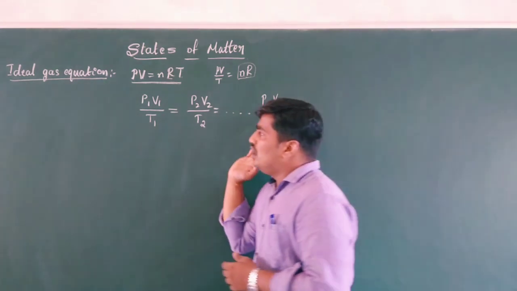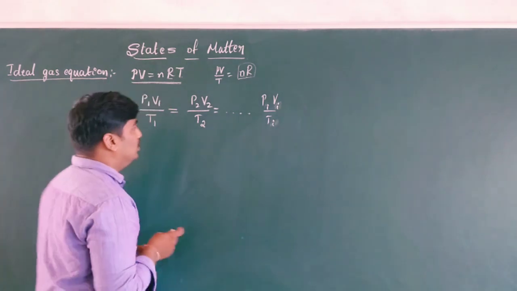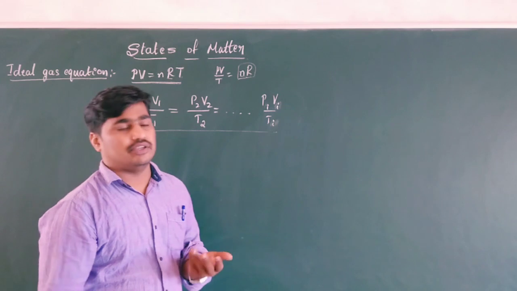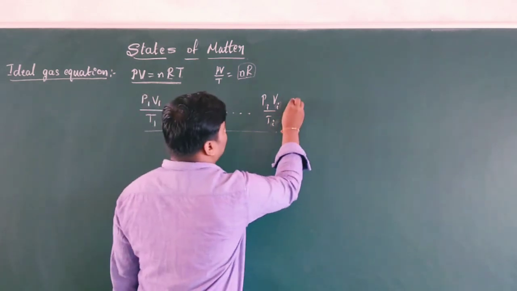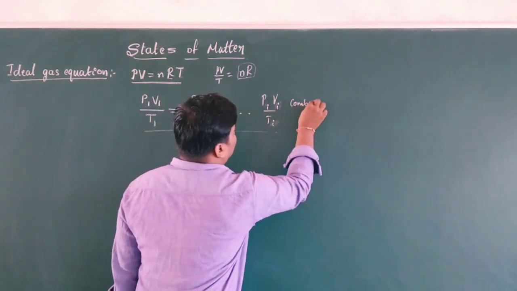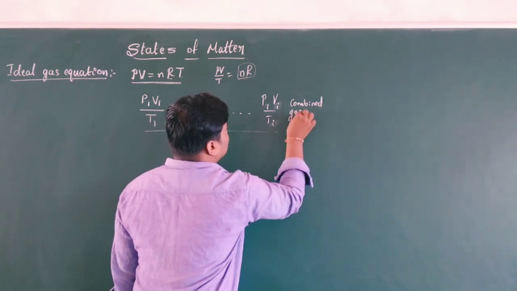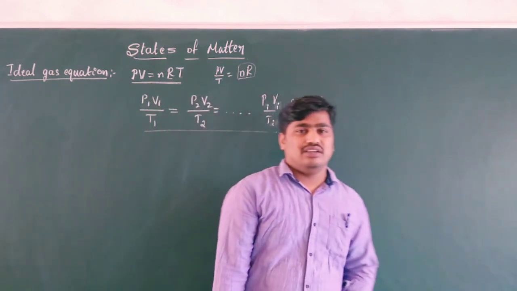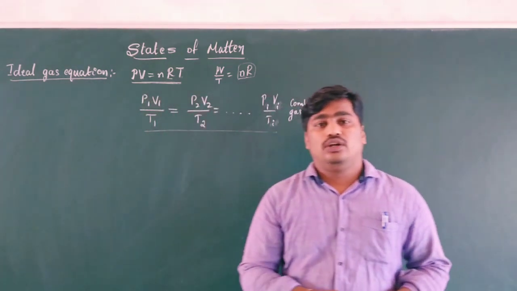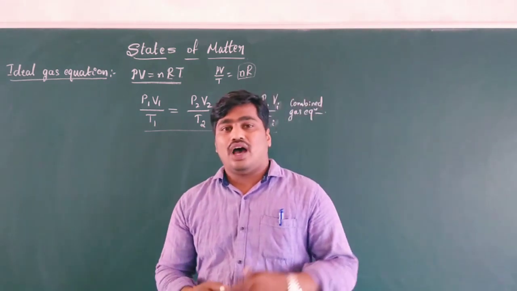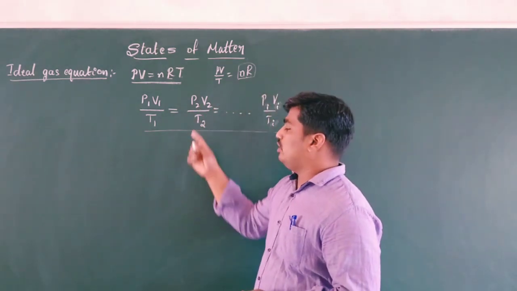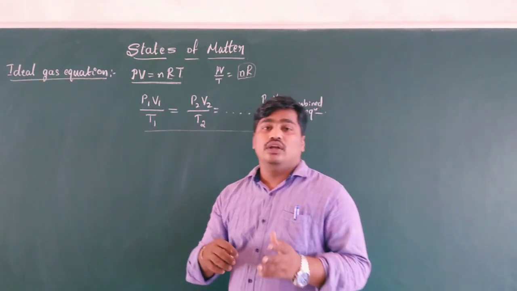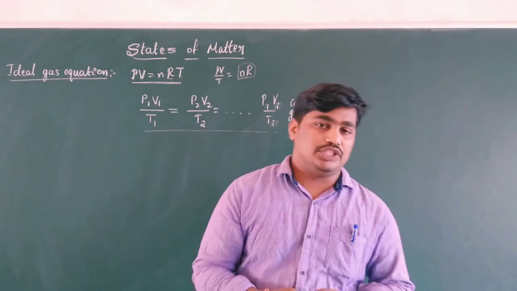So this is the combination of three or more gases, the combined gas equation. So this equation is called the combined gas equation. This equation is very useful for determining an unknown pressure, volume or temperature during a comparison with other conditions, or during a comparison with the STP condition.